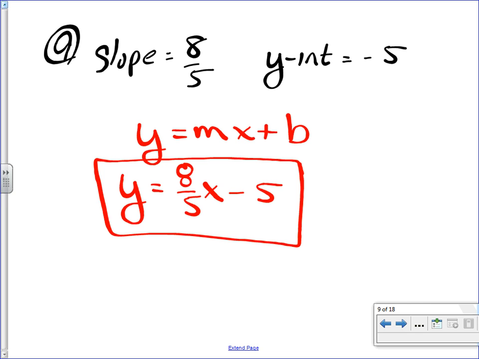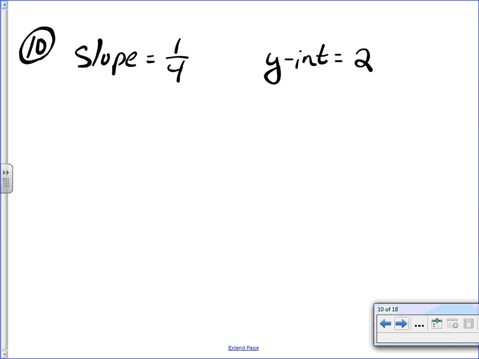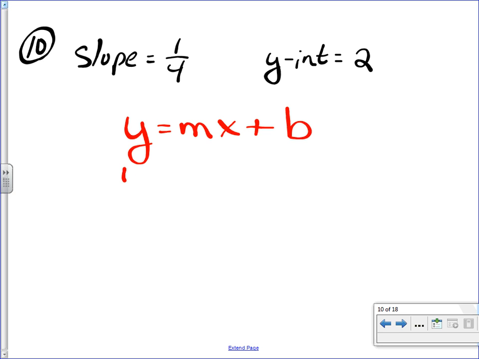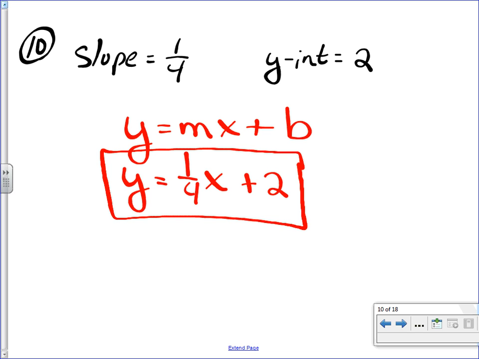Number 10 is going to work the same way. We're going to write an equation in that same form. So just like I did with number 9, we're going to come over here and replace the m with 1/4. That's the slope. And we're going to replace the b, the y-intercept, with a positive 2. So there's our new equation. That's number 10.